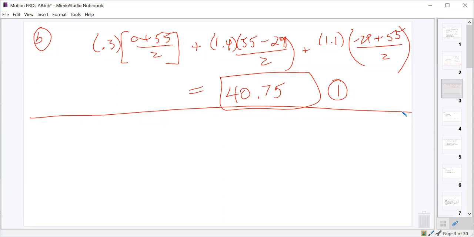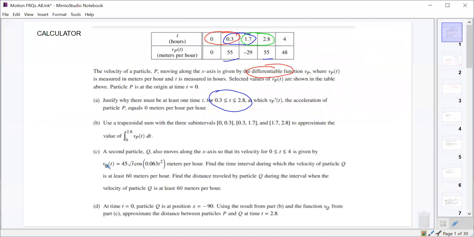Cool. All right, part C. Part C says we've now got a second particle, particle Q. It's also moving along the x-axis. Its velocity is this nice little function, 45 root t cosine 0.063 t squared meters per hour. We want to find the time interval when the velocity is at least 60.